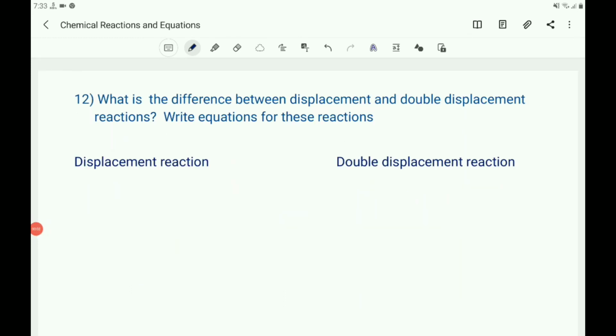12th question. What is the difference between displacement and double displacement reactions? Write equations for these reactions. In displacement reaction, a metal which is more reactive displaces the metal which is less reactive from its solution. But in the double displacement reaction, two reactants in solution exchange their ions. So let us write here.